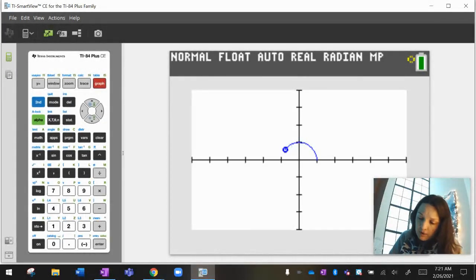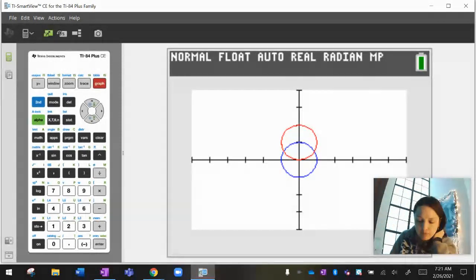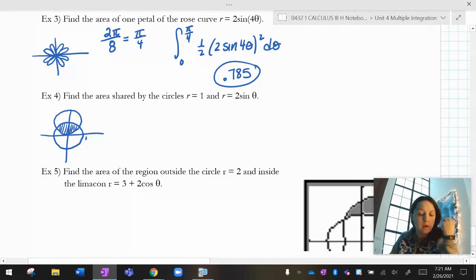So let me graph that again. There's r equals 1. That goes around once. And there's r equals 2 sine theta. Oh, that goes around twice. All right, so if I want the area shared between them, I kind of want the area of this Venn diagram piece in the center. All right, so I'm going to do this, and I want to find this region right there.